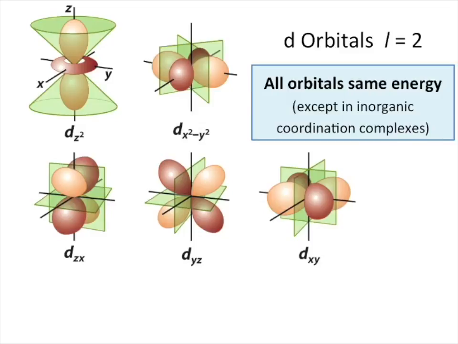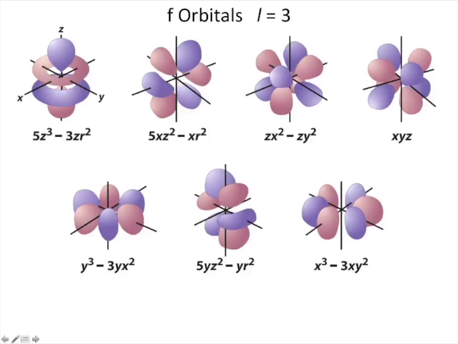A caveat here is, except when you have inorganic transition metal complexes, coordination complexes they're called, we talk about this at the end of the second semester of Gen Chem, and you get some interesting outcomes when these orbitals are no longer degenerate. Okay, here's the f orbitals. They look cool. There's lots of nodal planes here that you can see.